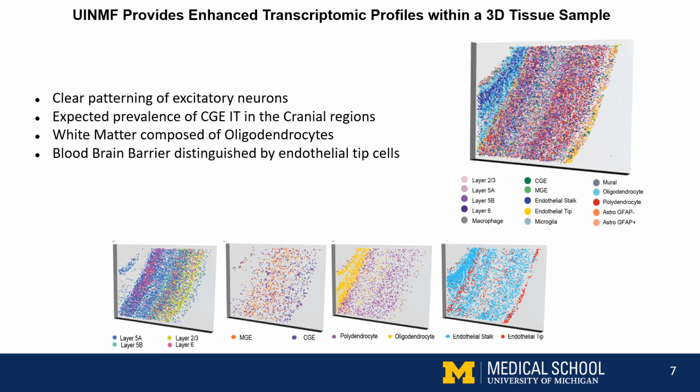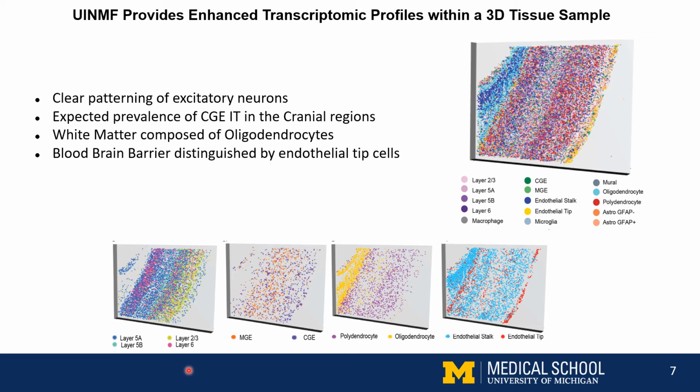In order to validate that the new UINMF labels had biological relevance, we took the new labels and inserted them back into their spatial context. And after doing so, we see a recapitulation of what we would expect from known biological truths. For instance, in the bottom left, you can see the layering of the excitatory neurons.